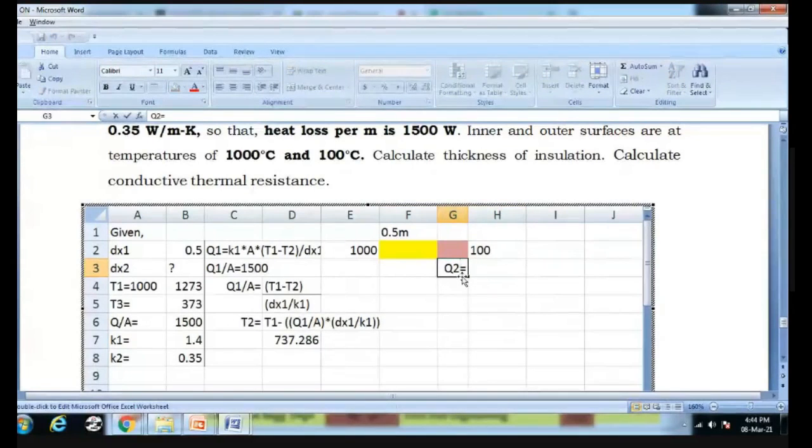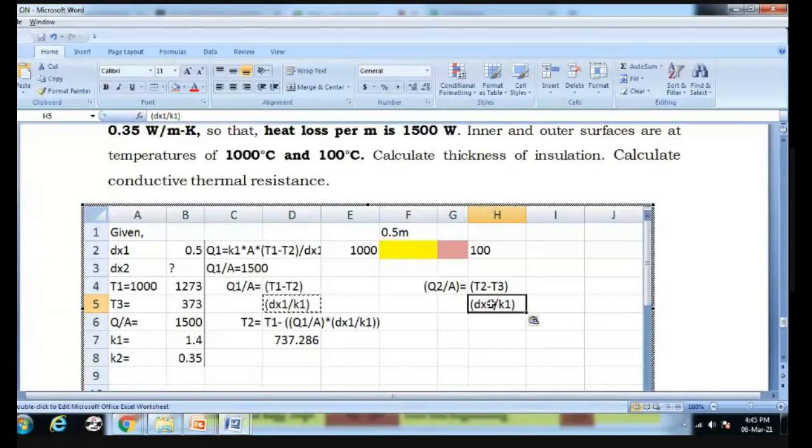The Q2 upon A is again the same, because that is 1500. And it is again the same, T2. Now this time it is becoming T2 minus T3. Okay, from this equation you will take. I will make it down here so that you can understand. Divided by this, what here, dx2, K2.